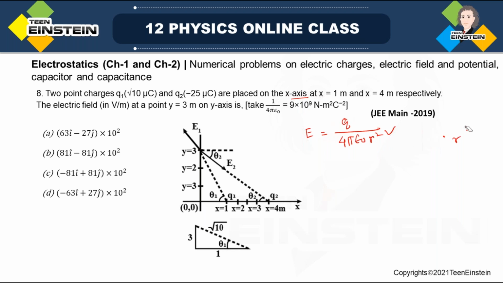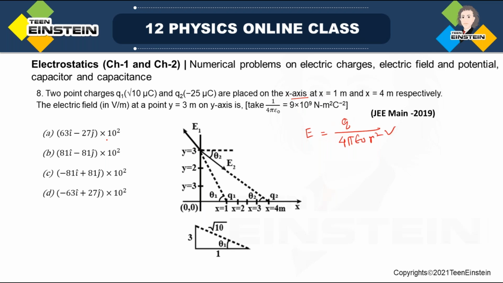Now look here in the options. You can see these are all in vector form, in the unit of volt per meter. If you want to calculate the electric field for individual charges, you'll be able to do it. You need to know what is the r. Suppose I consider Q1. What is the r? Let us say this is r1. This is the straight line distance between these two points.